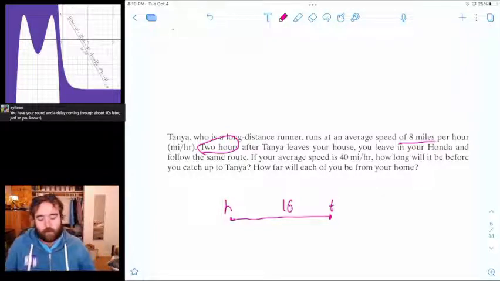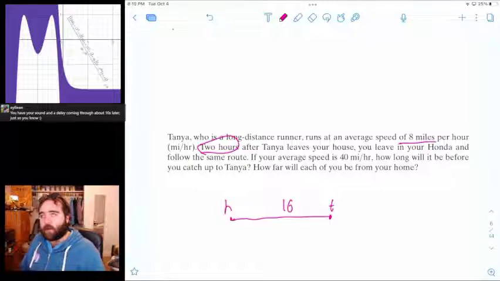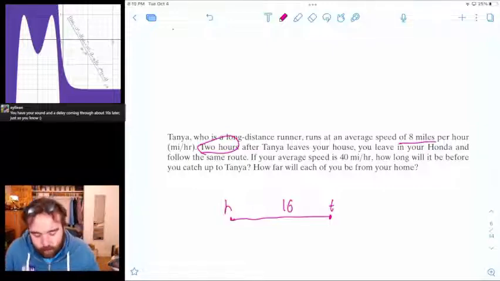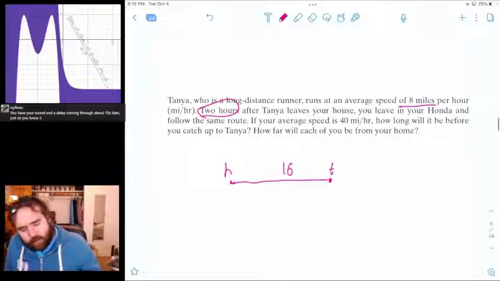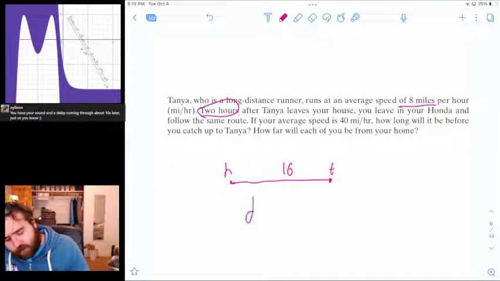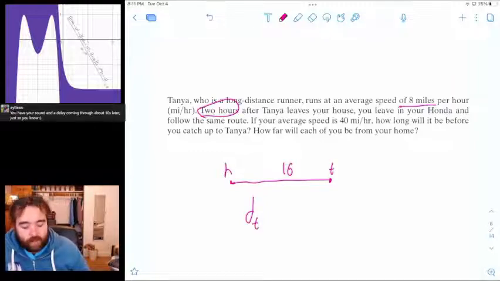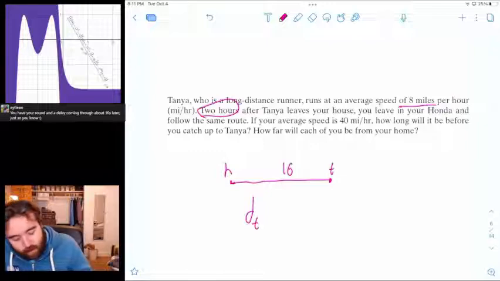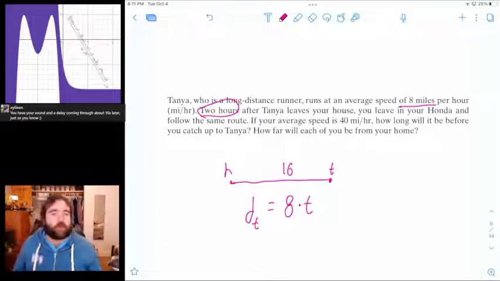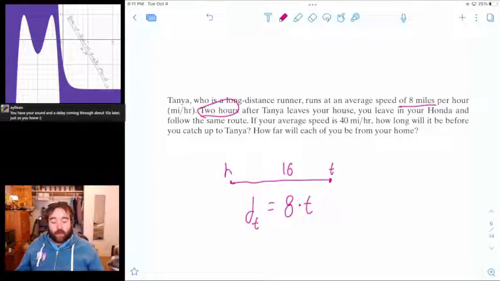Okay. So what would I do here? I almost just want to start from the beginning, and I want to write equations for their different distances. So I'm even going to use subscripts. I'm going to use d subscript t for the distance of Tanya. And that's just going to be 8 times t, whatever time that we end up taking.